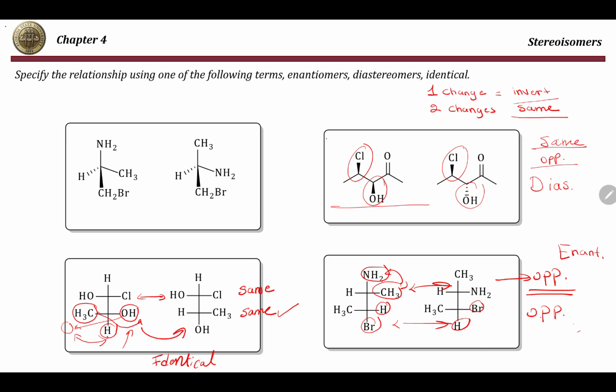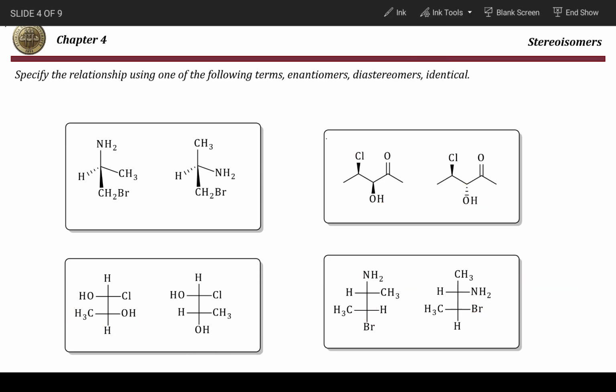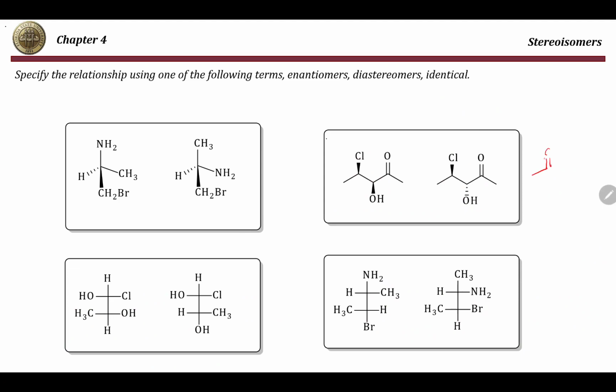However, pay attention, as I said before, if they inverted the structure, it's basically drawing it in the other way around, this is considered one change. So since this structure is just drawn in a different way, this is considered as one change, which means that any other change will keep the stereochemistry as it is.